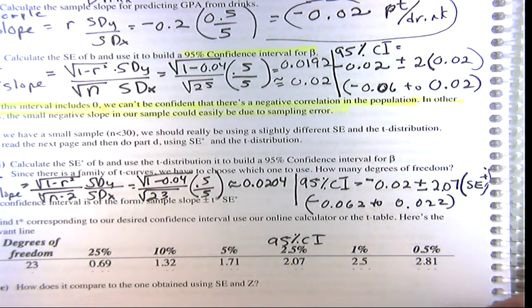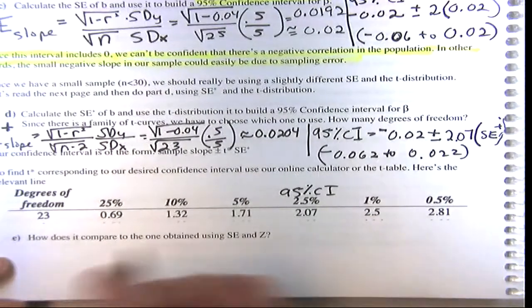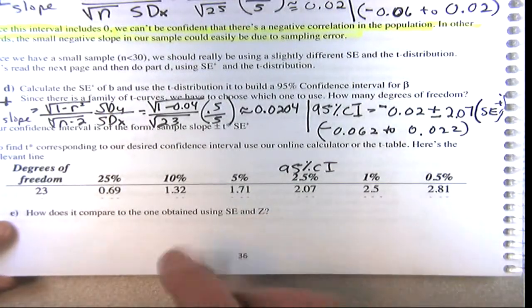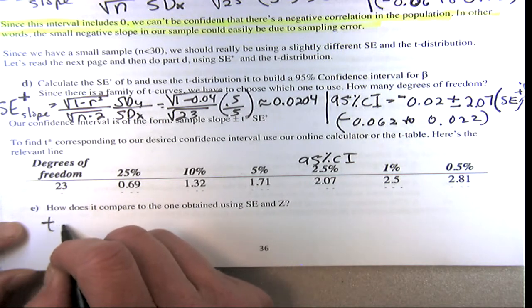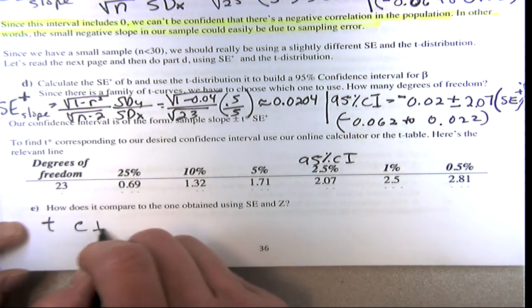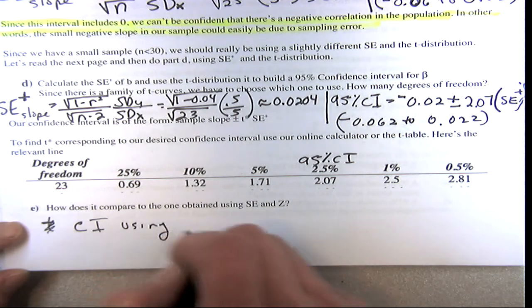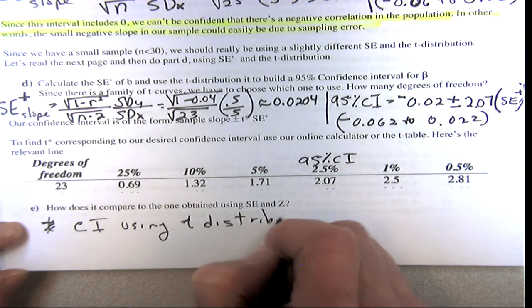Okay, so let's write that down. How does it compare to the one obtained using the standard normal? The confidence interval using the t distribution is always wider.